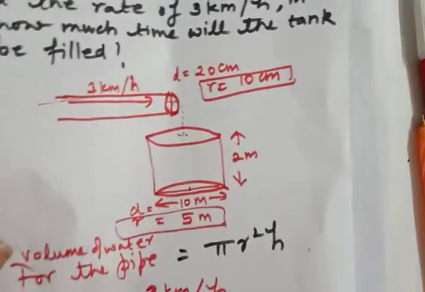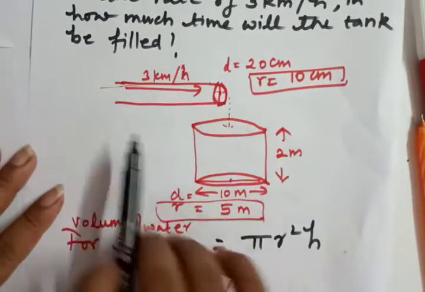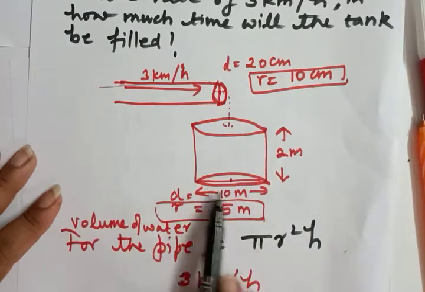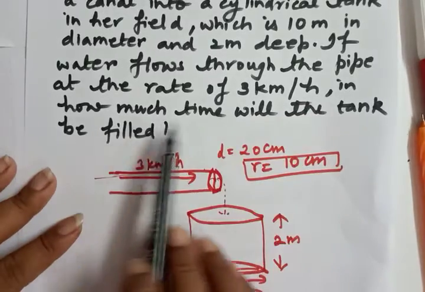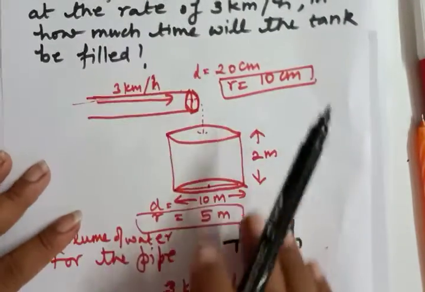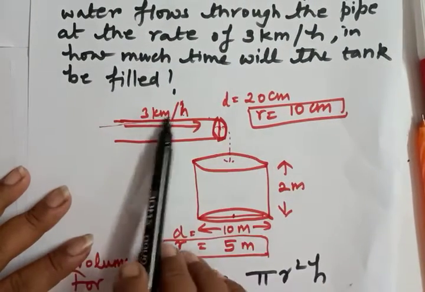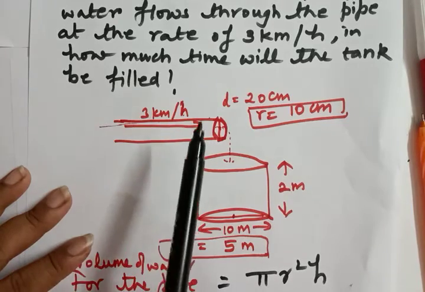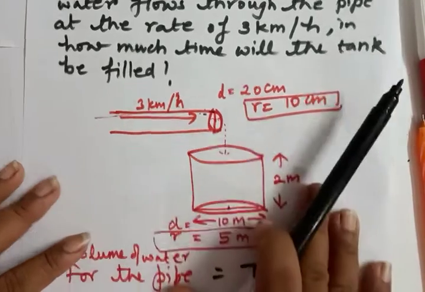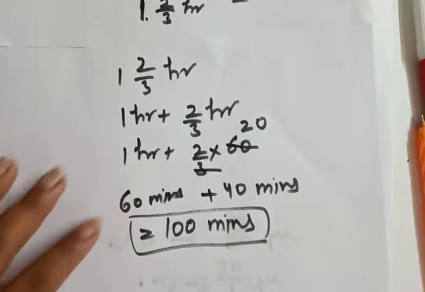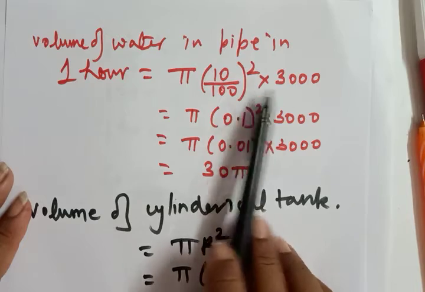Just go through it again. This is the pipe that is connected to the canal. Water is flowing through the pipe to fill this cylindrical tank. The question is asking how much time the tank will take to fill when the water is coming at 3 km per hour. For 1 hour, 3 km of water is in the pipe. So first we find the volume of water for 1 hour in the pipe, because the pipe is of cylindrical shape.